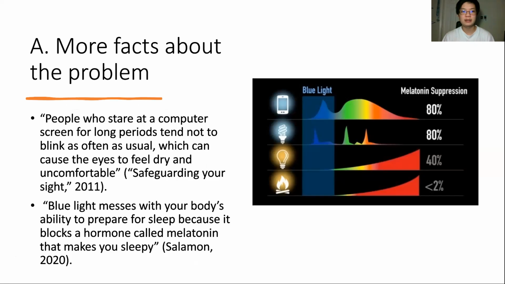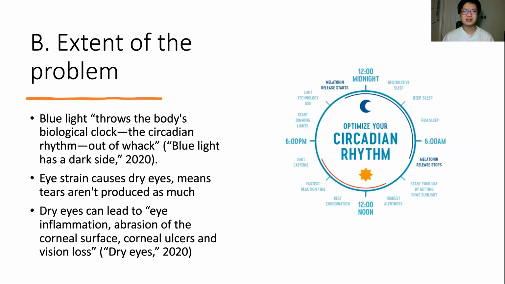On the topic of blue light, it messes with your body's ability to prepare for sleep because it blocks a hormone called melatonin that makes you sleepy, Salomon 2020. And as you can see by my diagram, blue light actually suppresses melatonin the most out of other forms of light. What blue light basically does is that it throws the body's biological clock, the circadian rhythm, out of whack. Blue light has a dark side 2020.